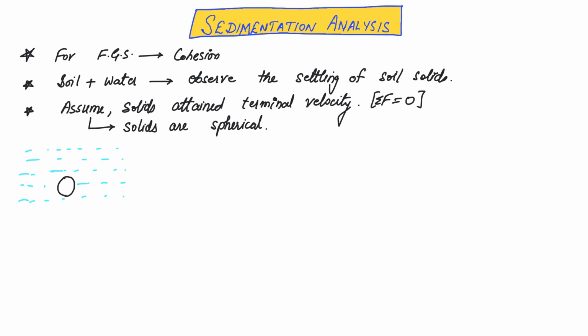Then we can say that this particular solid must be acted on by some forces, and the first force is the force in the downward direction, which is equal to the weight. As it is completely submerged, the next force will be the buoyant force. We can also see that as it is moving in the downward direction with a particular velocity, which we said is the terminal velocity, this particle must have a settling velocity Vs in the downward direction.